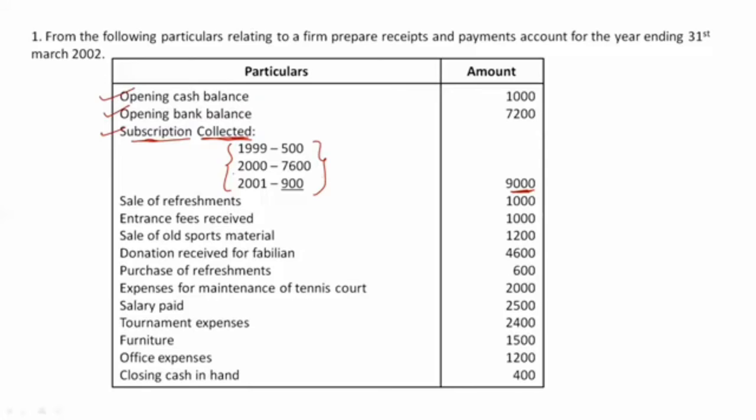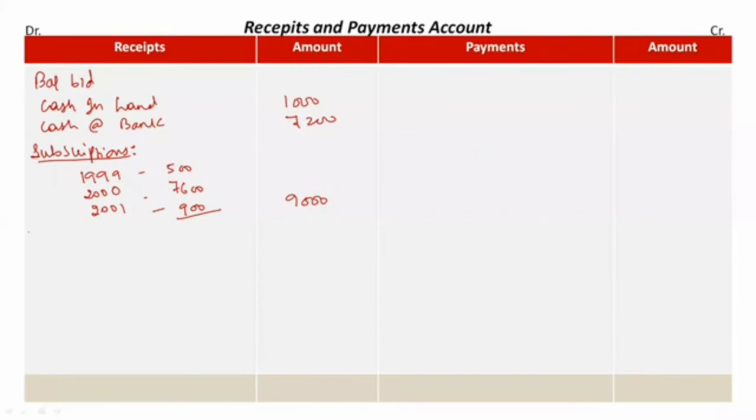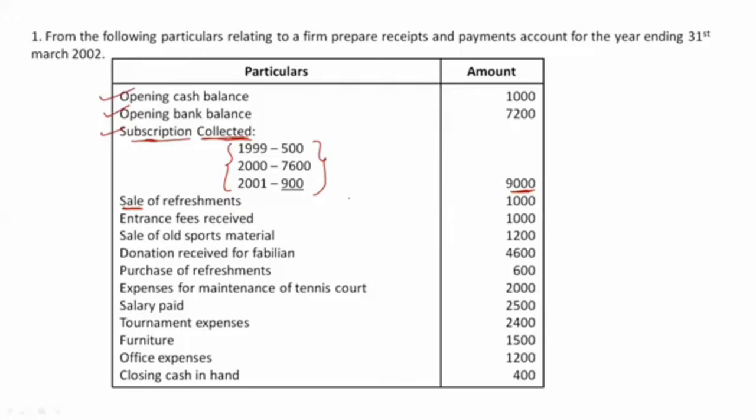Then come back to question, we have sale of refreshments. Again, if I'm selling something, I'll get revenue or I'll get income. Basically I'll receive some money, so it's my receipt. Rupees 1000. So take it as it is, sale of refreshments, rupees 1000.